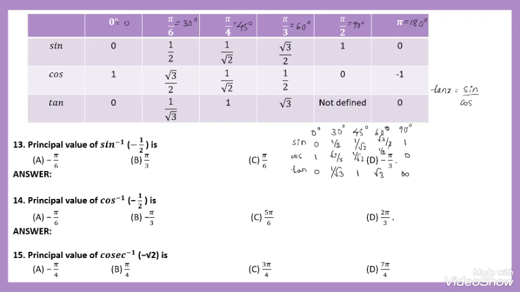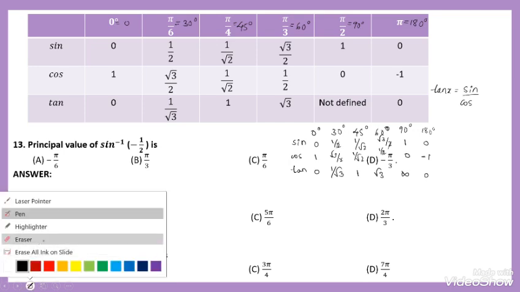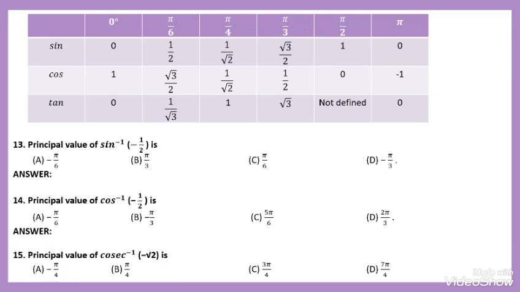Then finally, the 180 degree value. Here sine 0 is 0 and sine 180 is also 0. Cos 0 is 1, and cos 180 is minus 1. Like this, you have to remember the table. After remembering the table and all the values, you can solve all the problems easily. Now I will erase this.